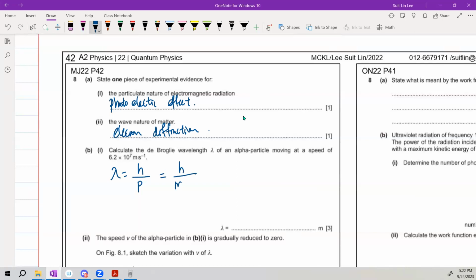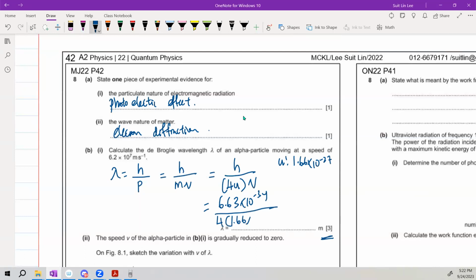I just want to point out that your mass is 4u. The u is your atomic mass unit, 1.66 times 10 to the power negative 27. Wow, 3 marks are not bad. Then you substitute: 6.63 times 10 to the power negative 34. Hopefully you will not write this as messy as I am writing it now. Times 10 to the power negative 27. And then v would be 6.2 times 10 to the power of 7.